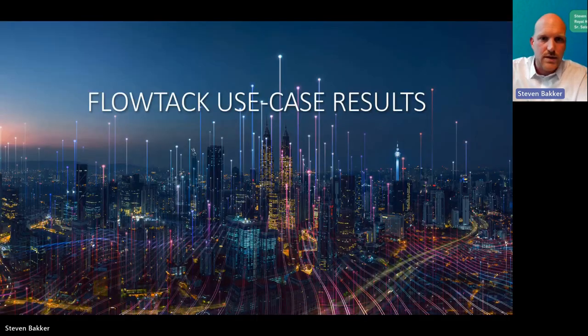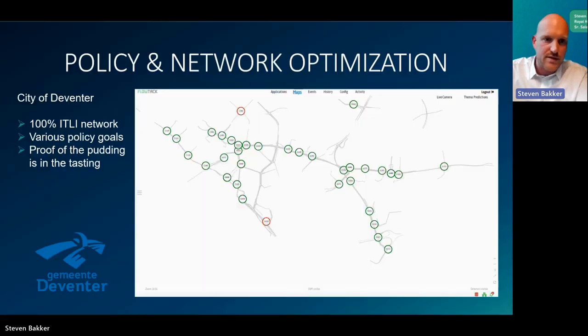We'll now go to the different use cases that we have already achieved, and we will take one city in the Netherlands at this moment. We have 40 intelligent traffic lights running in the city of Deventer. It's a little bit in the east of the Netherlands with almost 100,000 inhabitants.